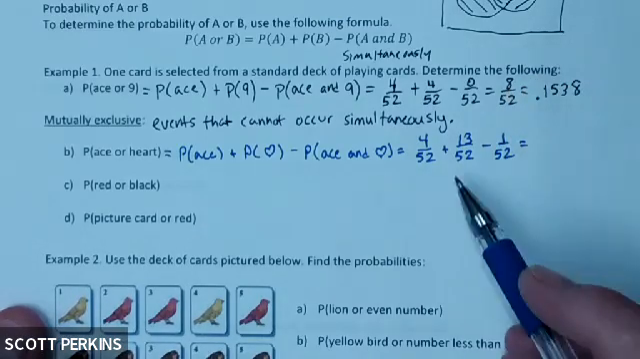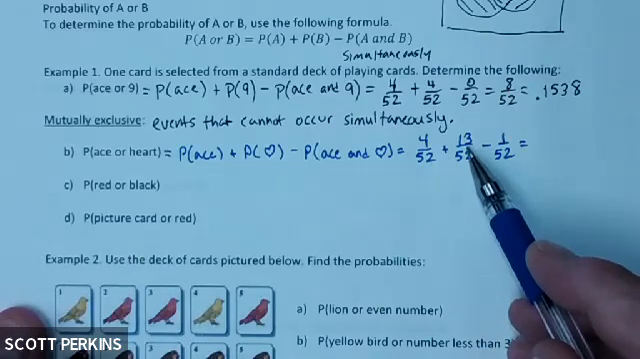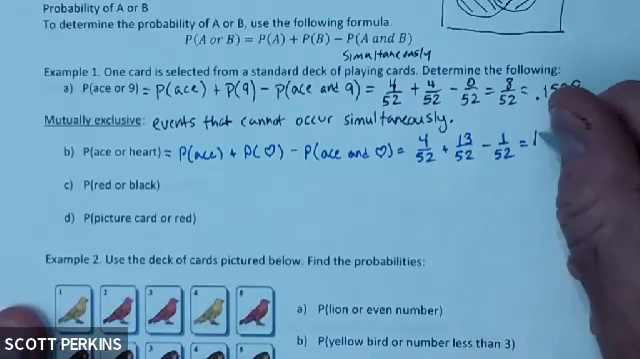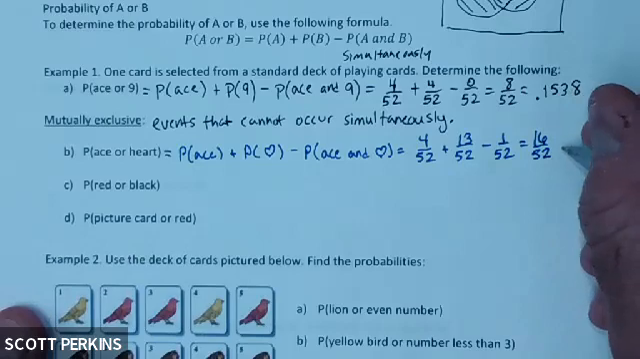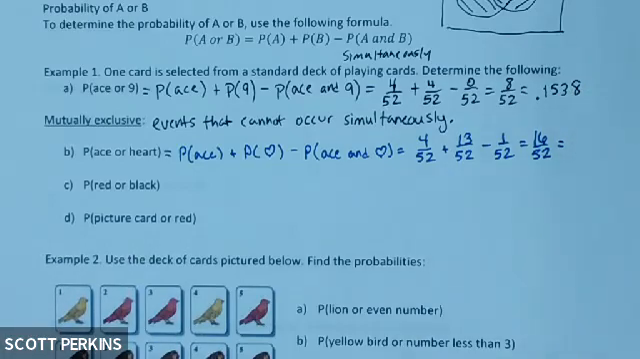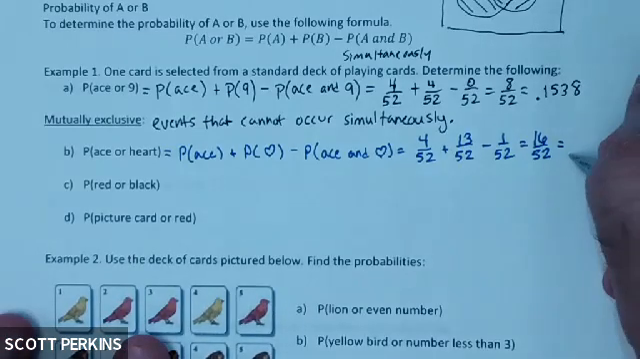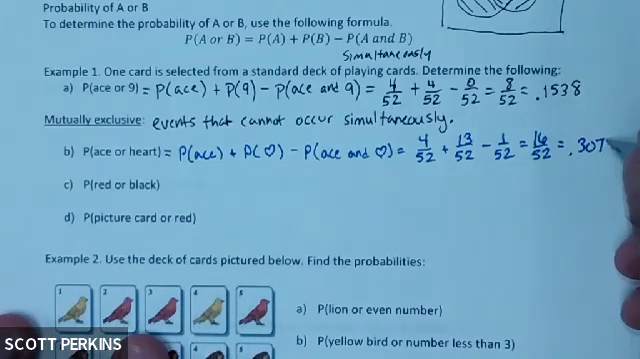And so now when I do this, 4 plus 13 is 17. 17 minus 1 is 16 out of 52. Again, you are welcome to go ahead and do the reducing of that. But I think if we go ahead and divide, we're going to get 0.3077.